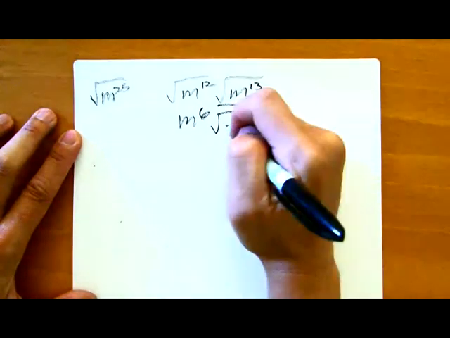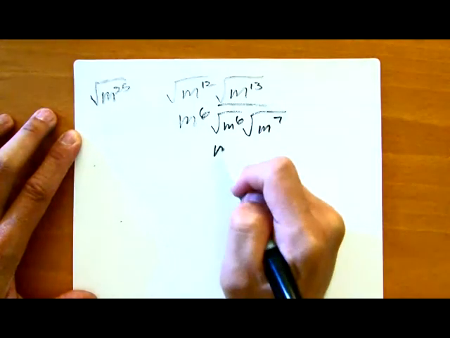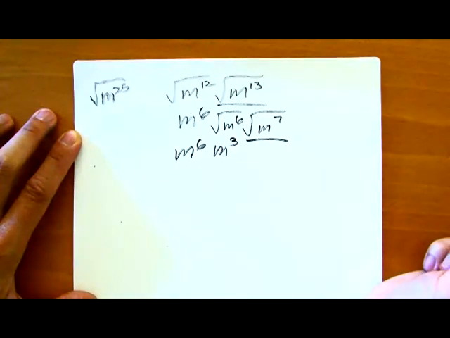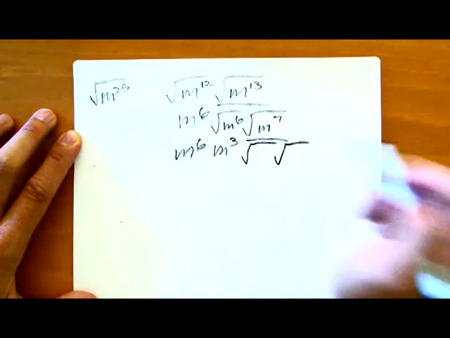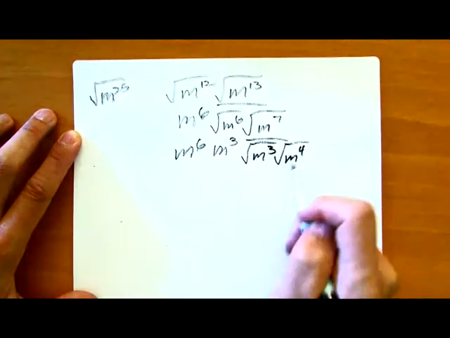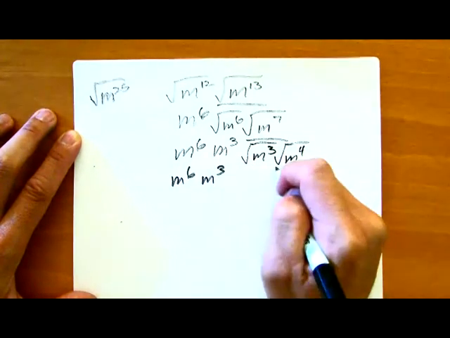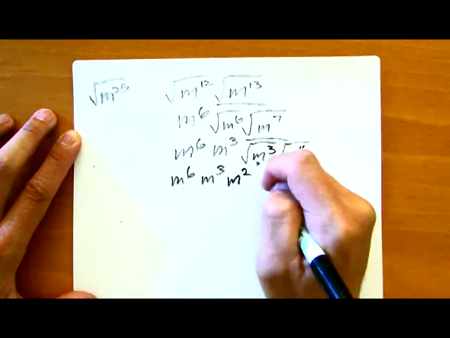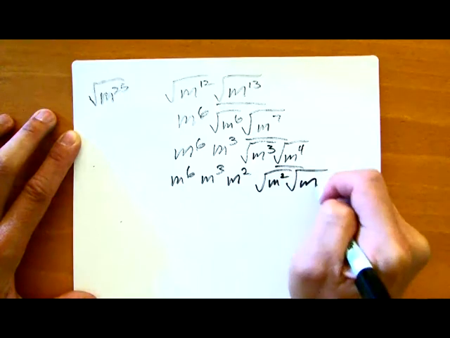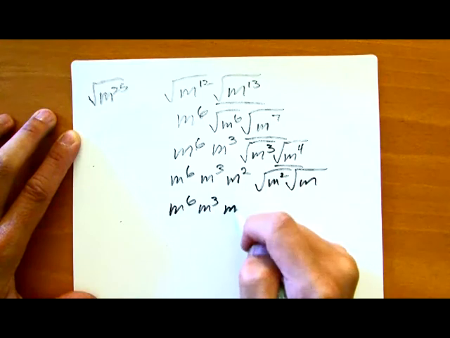6 and 7? Okay. This would be m to the 3rd. This is still m to the 6th. Can we go further with that? 3 and 4? Okay. I can square root that one. So m to the 6th, m to the 3rd. This right there is m to the 2nd. Can we go further with m to the 3rd? We did that earlier. m squared and m. So m to the 6th, m to the 3rd, m to the 2nd, m.